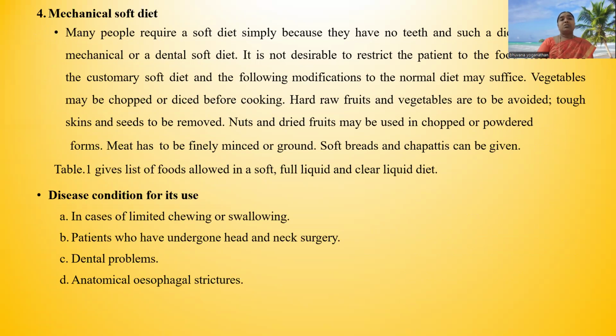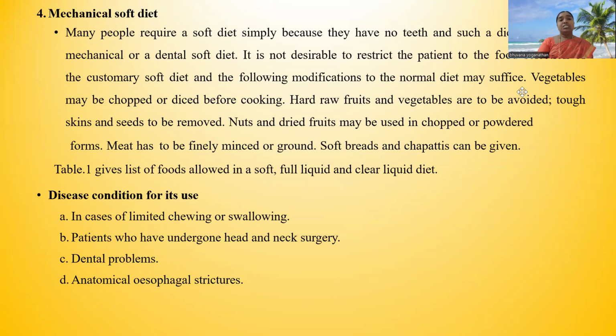Many patients require soft, simple food but do not have teeth; such patients should follow a mechanically soft or dental soft diet. It is desirable to restrict the patient's selection of food, and the customary soft diet with the following modifications may suffice. Vegetables may be chopped or diced before cooking. Hard fruits and vegetables are avoided. Tough skin and seeds are removed. Nuts and dry fruits are to be chopped or powdered. Meat has to be finely minced and ground. Soft chapati and bread can be given.